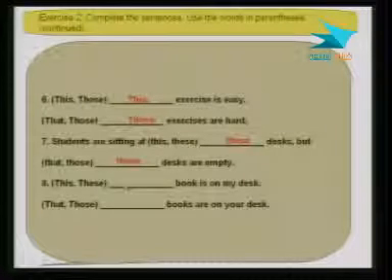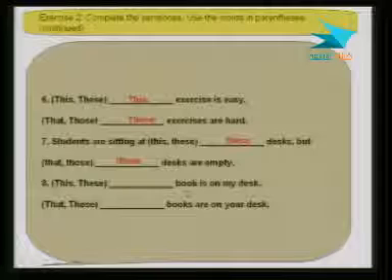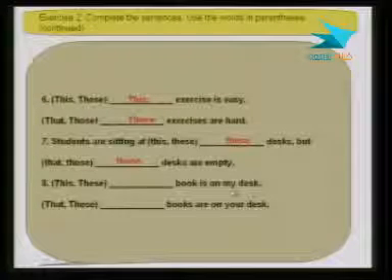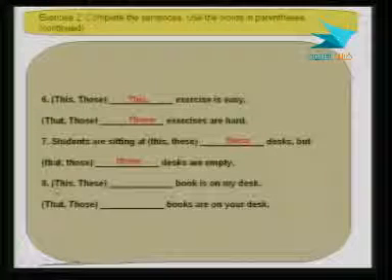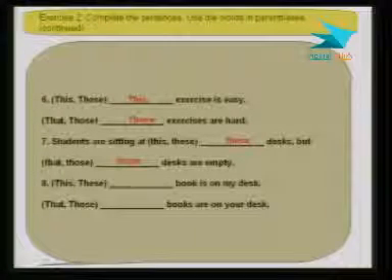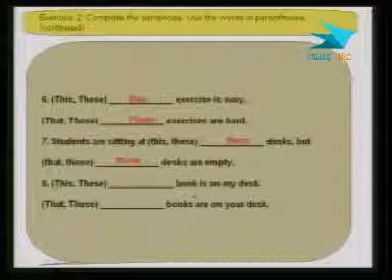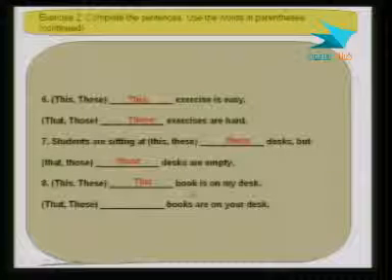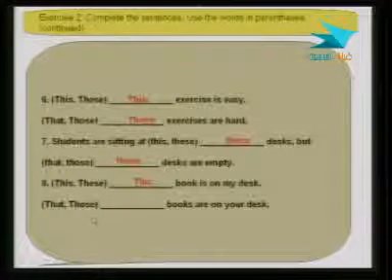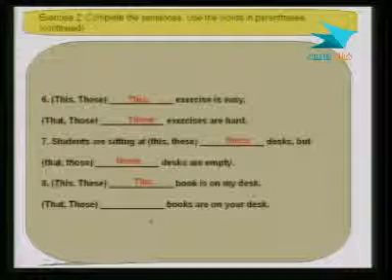Number 8. All right, number 8. This and these, again, book is on my desk. Of course, we need this one here, not that. We need this demonstrative because we have a singular noun. So this book is on my desk, and that or those, can you guess?